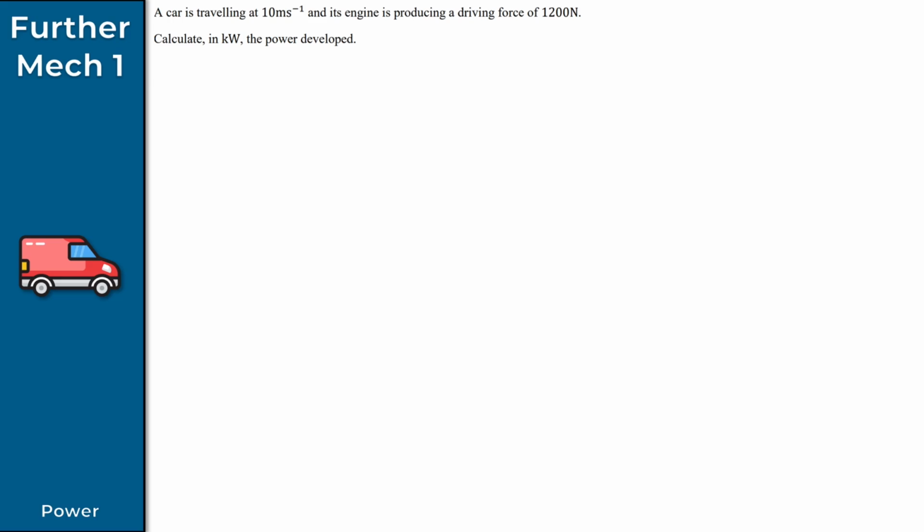So as we can see here for question 1, quite a nice easy question just to get us started. What we've got here then is a car that's traveling at 10 meters per second and its engine is producing the driving force of 1,200 newtons. So for this question here then, all we want to do is calculate in kilowatts the power developed. You need to be aware that power is simply Fv here. So F times V. F is the driving force here, 1,200, times by V, where V is this velocity.